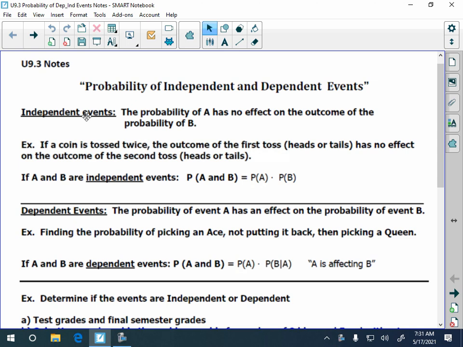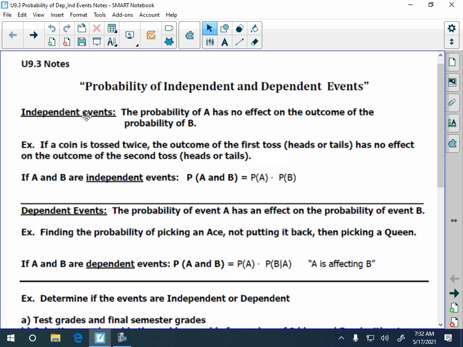All right, independent events: the probability of event A has no effect on the probability of event B. For example, if a coin is tossed twice, the outcome of the first toss, heads or tails, has no effect on the outcome of the second toss, because it could be heads or tails. What we get on the first toss isn't going to affect what we get on the second toss or the third or the fourth. So we take each of the probabilities separately and multiply them together.